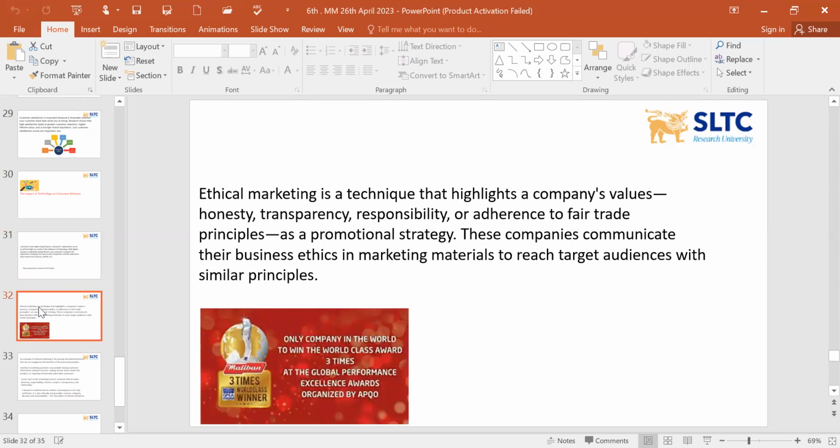And also, like the definition says, it has to be socially responsible. Ethical marketing has to take place. Ethical marketing is a technique that highlights a company's values like honesty, transparency, responsibility, or adherence to fair trade principles as a promotional strategy.